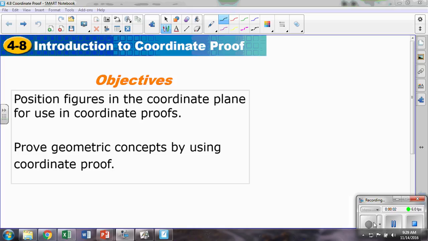In this lesson we are going to work on coordinate proof. In particular, this lesson combines some of the things that you've done in pre-algebra and algebra 1. Specifically, with those two classes, you spent a lot of time working in the coordinate plane.